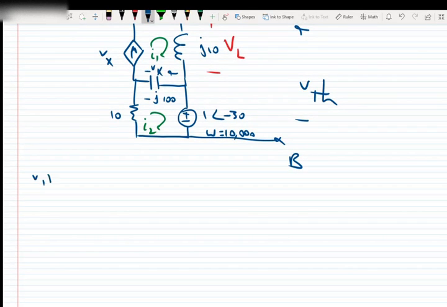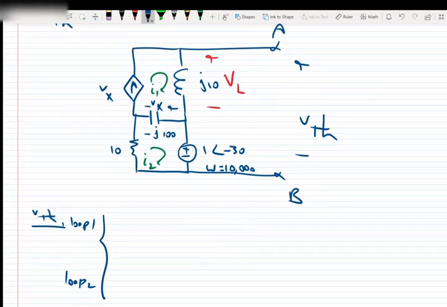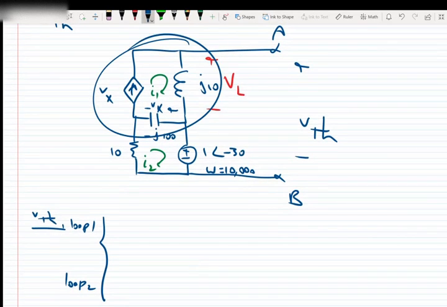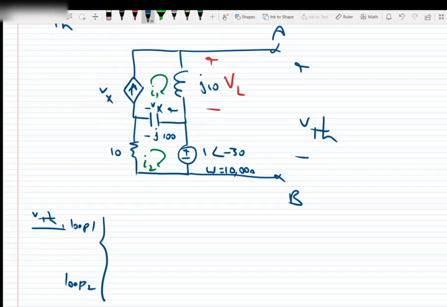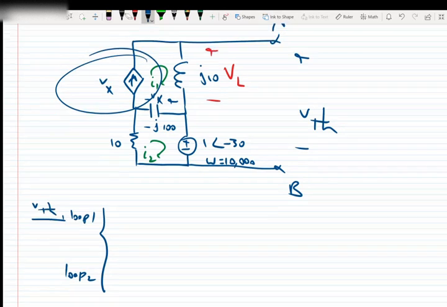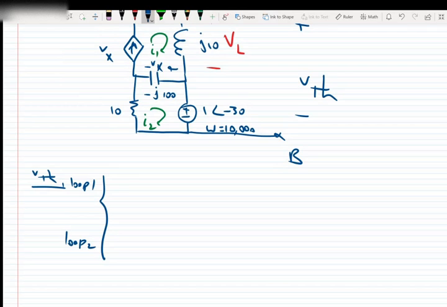So Thevenin, loop 1, loop 2. Loop 1, because there is a current source in loop 1, I1 will be equal to the amount of the current source, which is Vx. Okay, so we can say I1 is equal to Vx.